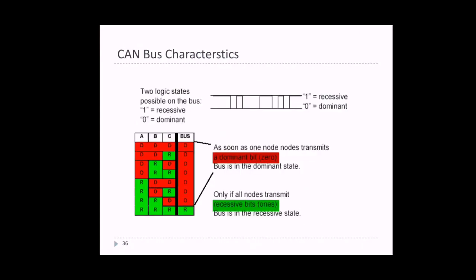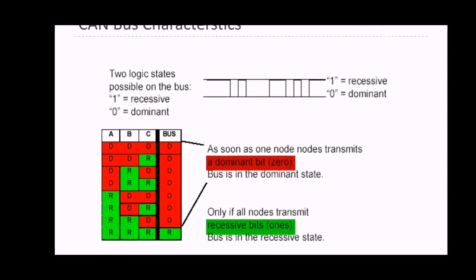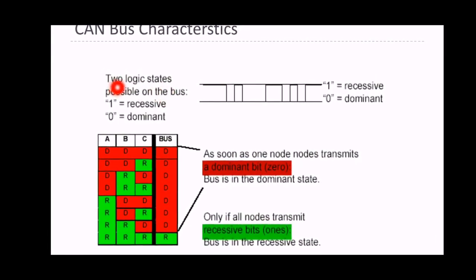Here are the CAN bus characteristics. This is just a truth table, but a bit different. Two logic states are possible on the bus: one is recessive, another is dominant. So this is recessive and this is dominant. Always dominant wins the arbitration. That's why the name itself is dominant bit.